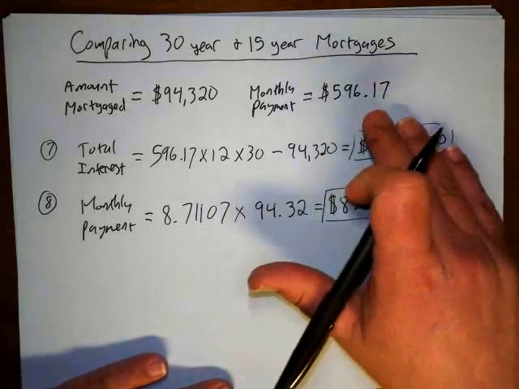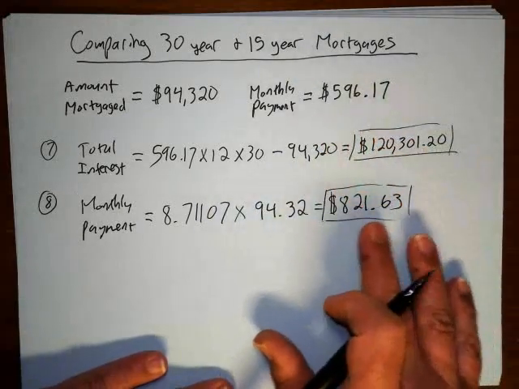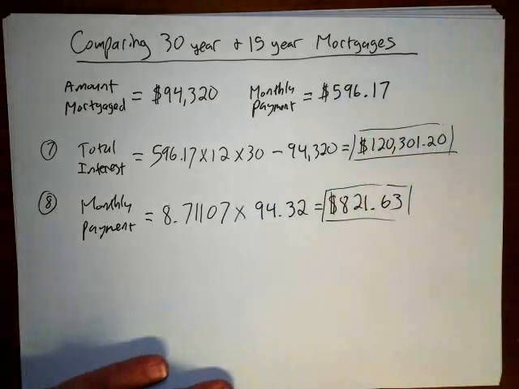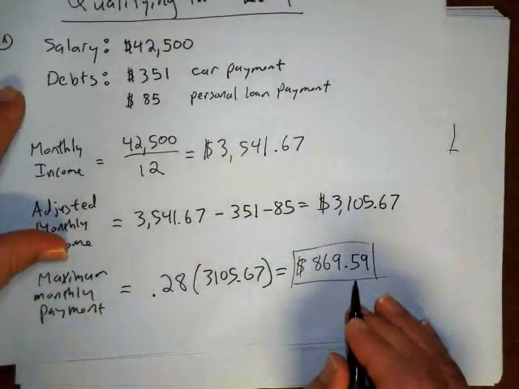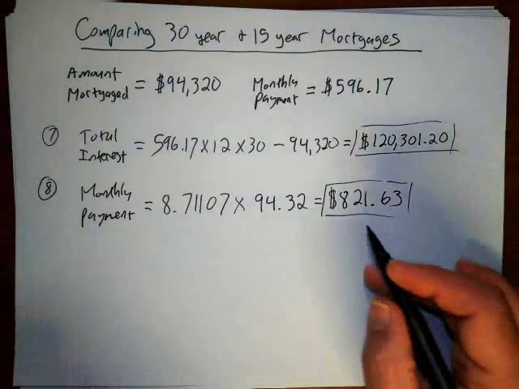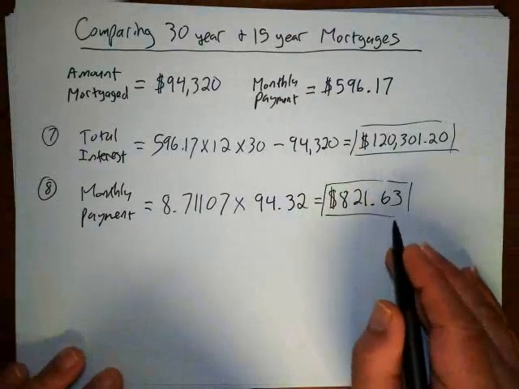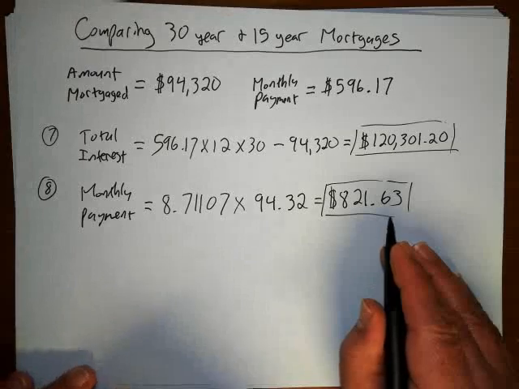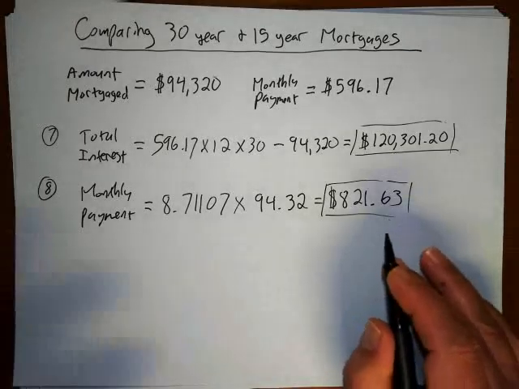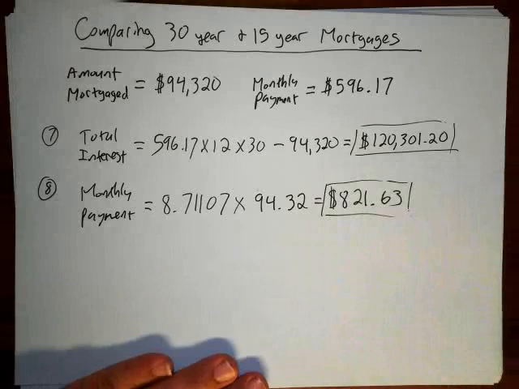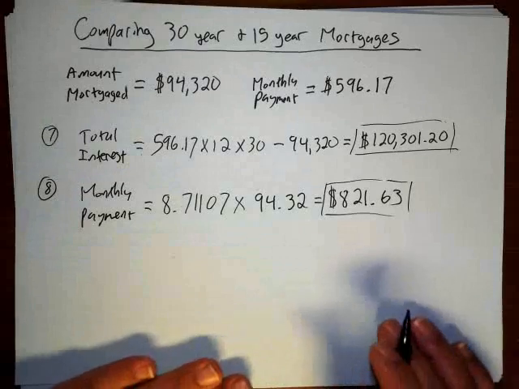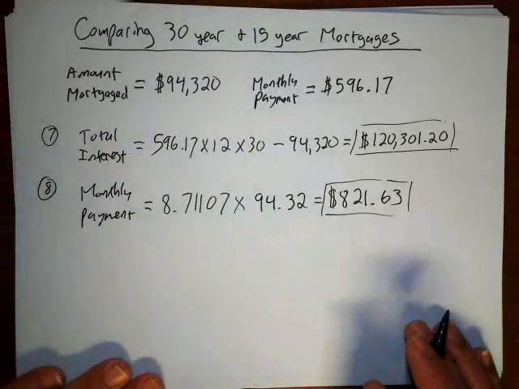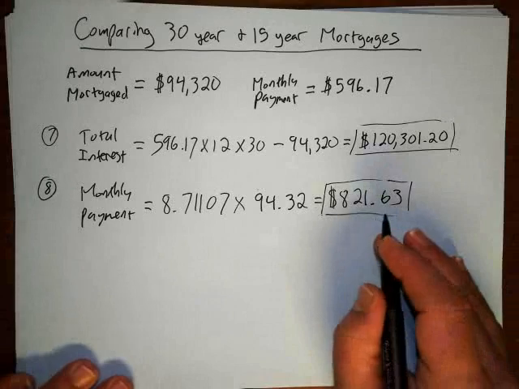Now this is a little more than this. Okay, so I would have to be able to afford this. In this case, I would not have been able to afford it because my maximum monthly payment is only $869.59. But you see, I would have to add to this the homeowner's insurance and property tax. So I actually would not be able to afford this house with a 15-year mortgage. So I'd actually have to get a cheaper house if I wanted to buy a 15-year mortgage. Okay, so that's my monthly payment.